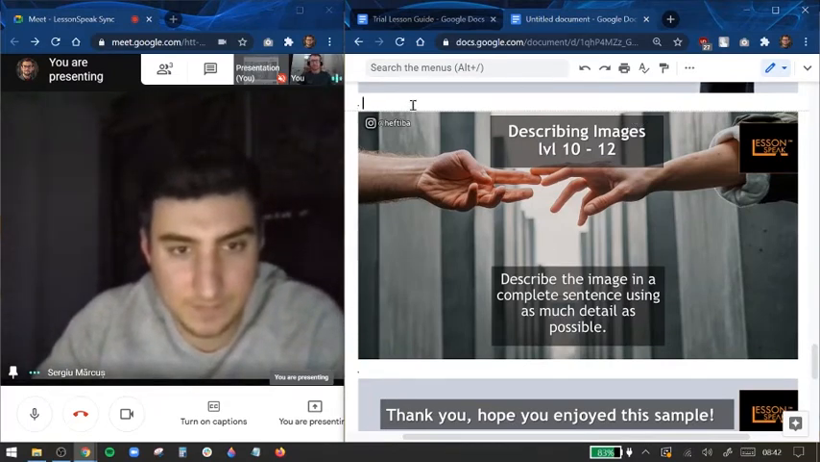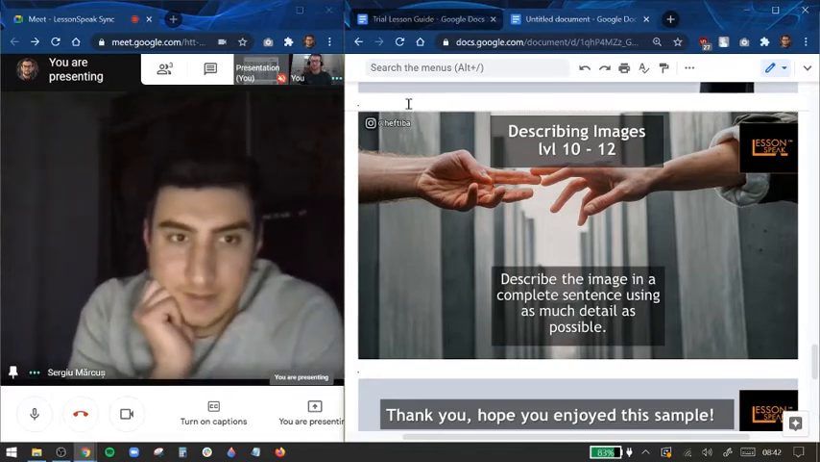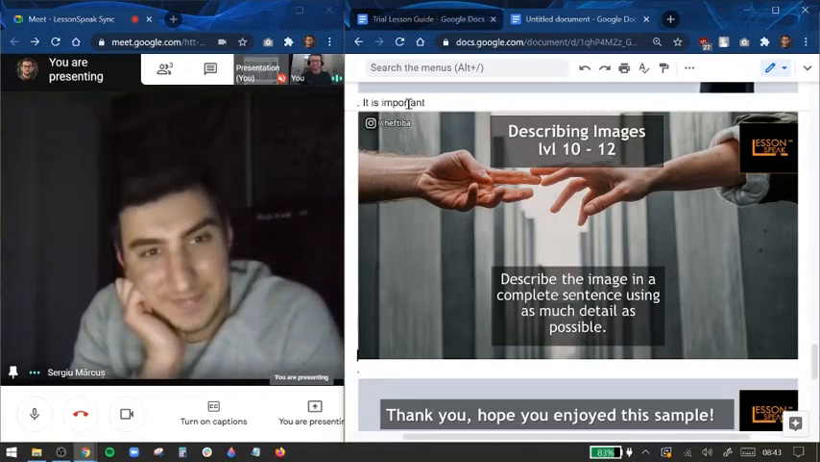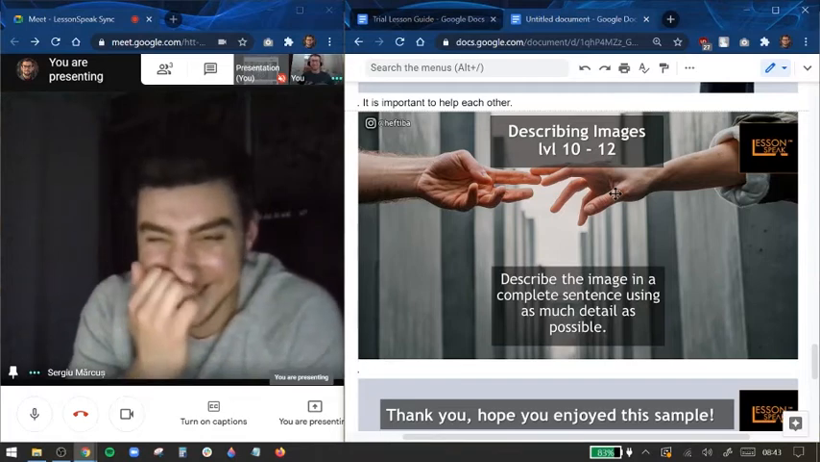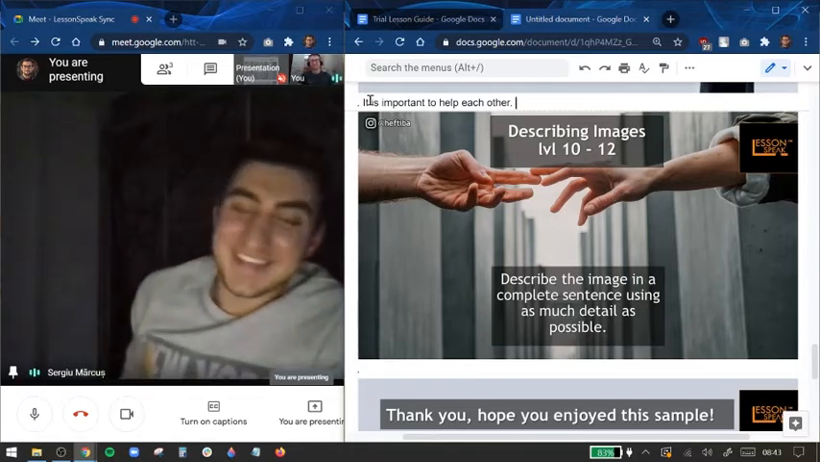I want you to try to describe this image in one sentence. One second. It is important to help each other. I was more looking for a description of the image, like there's hands touching with columns in the background. I can see what you're saying here though.